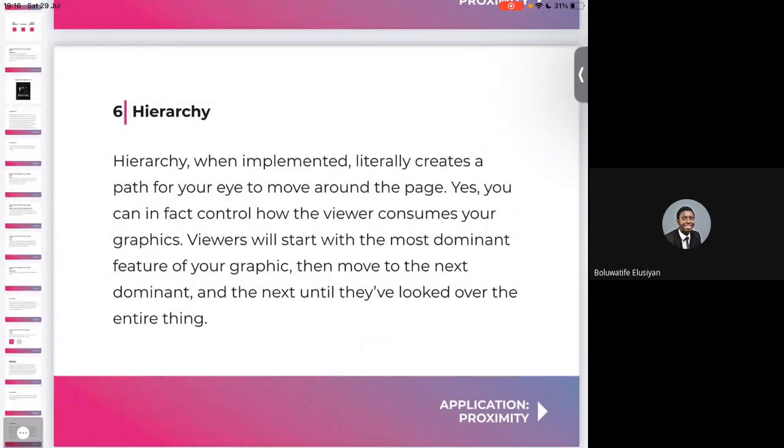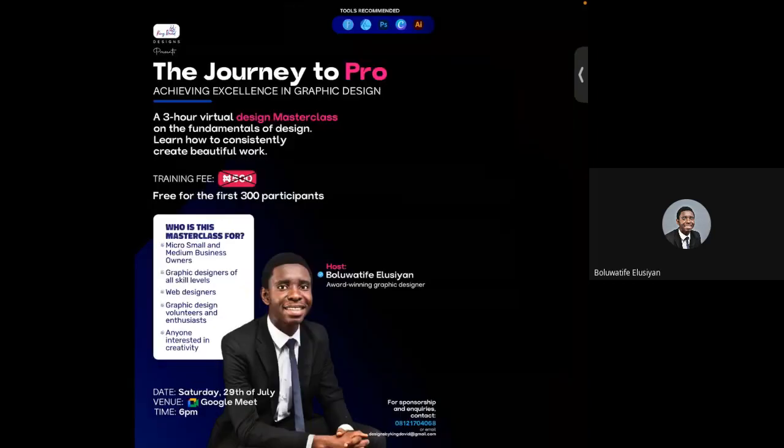Now let's look at the ways hierarchy plays out. A major way hierarchy can play out is in what appears at the top of your design. Again, for example, the journey to pro.